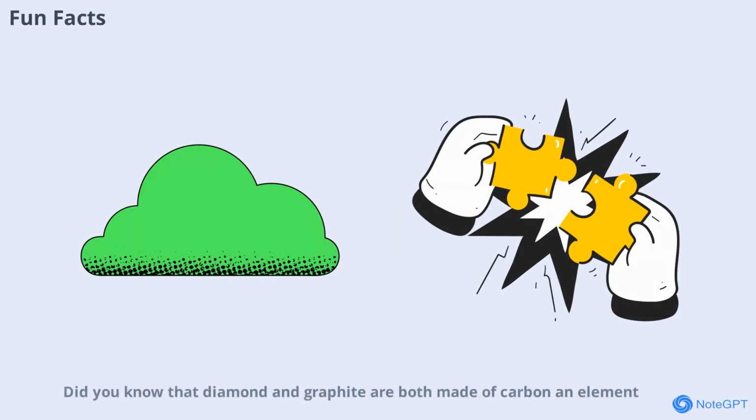Did you know that diamond and graphite are both made of carbon, an element, but have very different properties? Or that salt was once so valuable it was used as money? Science is full of interesting facts about elements, compounds, and mixtures.